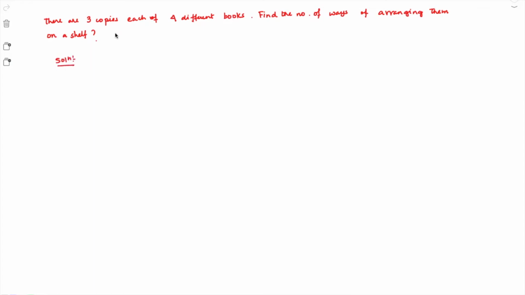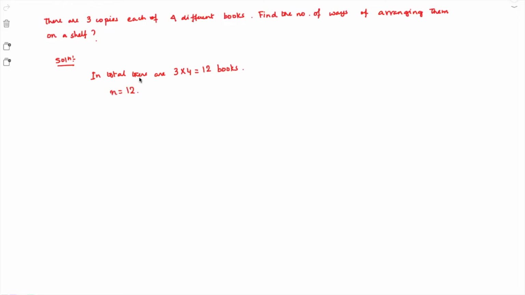And this came in an IIT exam probably 15, 16 years ago. And see, when people think about IIT questions and competitive exam questions, they think the questions will be very difficult. See how easy this question is. There are 3 copies each of 4 different books. That means in total, there are 3 into 4, 12 books. So n here is 12.